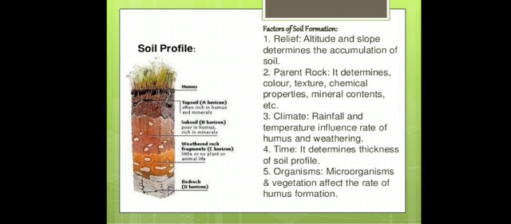Next is climate. Rainfall and temperature influence the rate of humus formation and weathering, and these exert both indirect as well as direct influence on soil formation. How? Seasonal distribution of temperature and rainfall determine the type and effectiveness of weathering of rocks and humus formation.